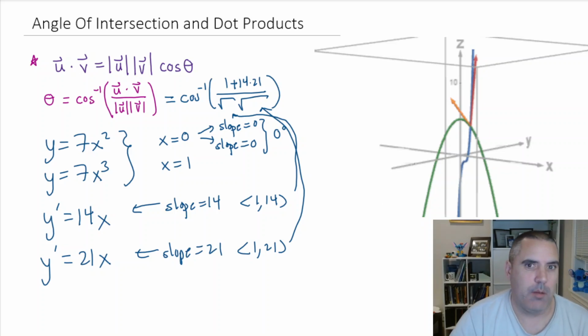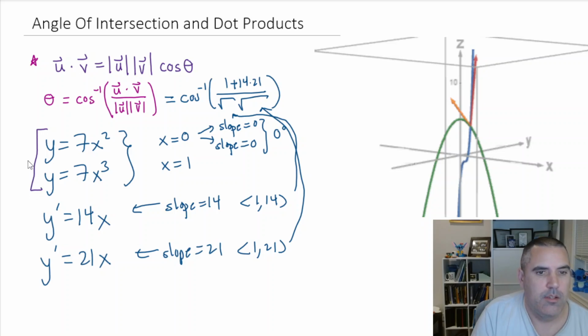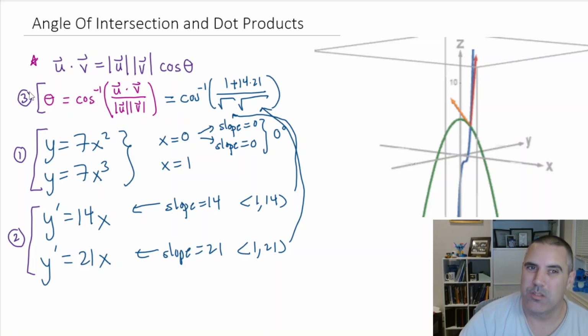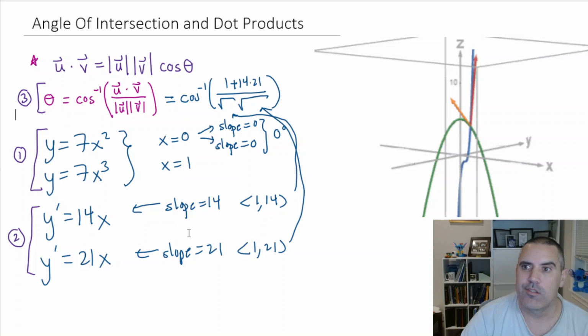So the interesting thing about these questions, an angle of intersection question, unfortunately does have a few steps. You have to figure out where the intersection is. You have to figure out two vectors, and then you have to use this. So it's kind of step 1, 2, 3. That does require that you understand the idea of slopes and tangents and how to work with vectors.